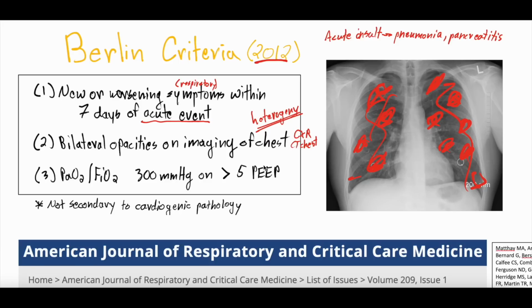And then the other thing in the Berlin criteria is you need to have a PaO2 to FiO2 ratio of less than 300 on more than 5 of PEEP. And this is going to change, right? Because PEEP implies you're on non-invasive ventilation or mechanical ventilation: BiPAP, CPAP, or a ventilator. The new criteria do include things like nasal cannula or high flow. But you need a P to F ratio of less than 300.